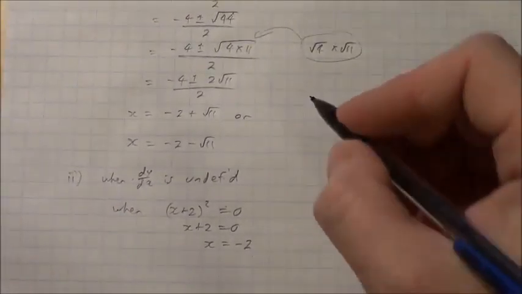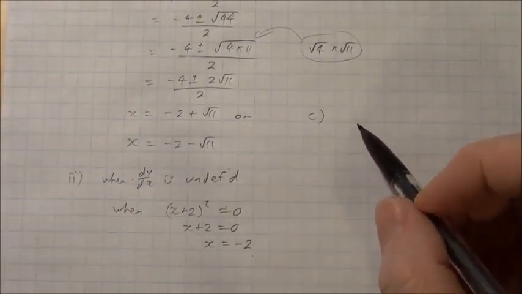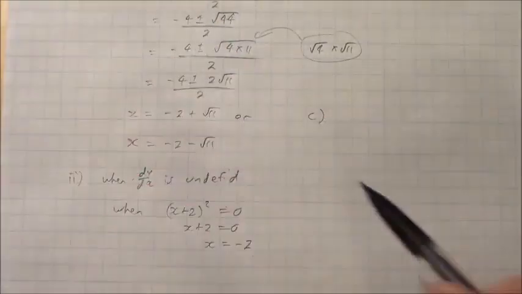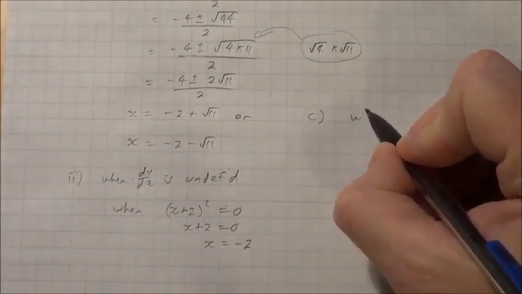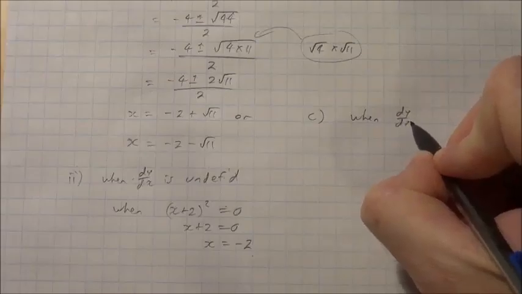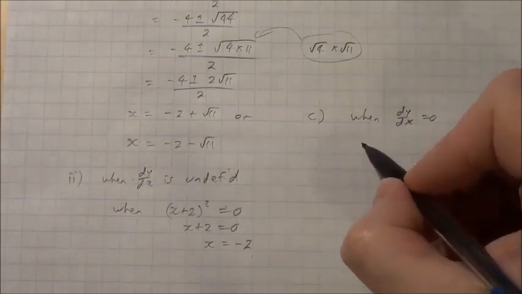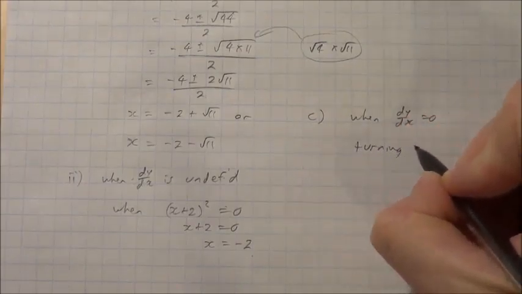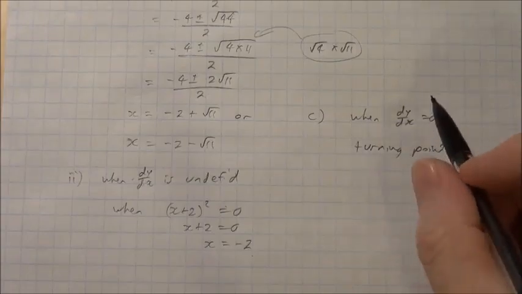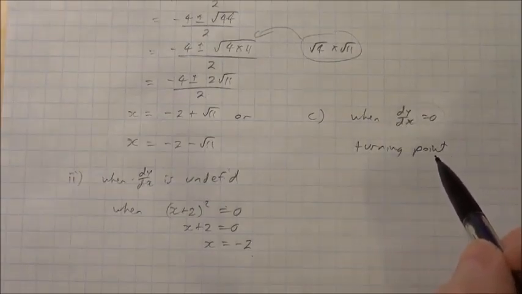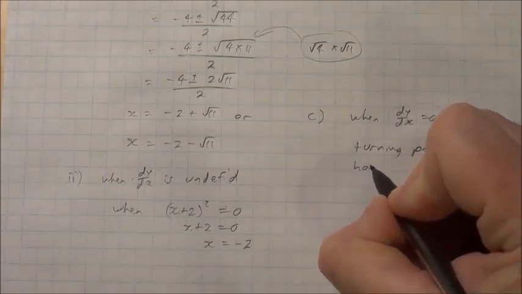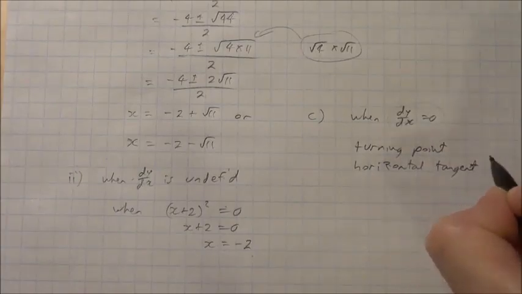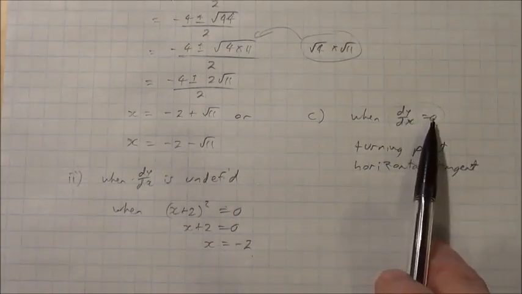Now the last part of this question, C, asks us what is the graphical significance of the answers in parts 1 and 2 of part B. And so when dy by dx equals 0 for part B, we have a turning point, because at that turning point the tangent to the curve is horizontal. So we have a horizontal tangent, and we know that the gradient of a horizontal line is 0.